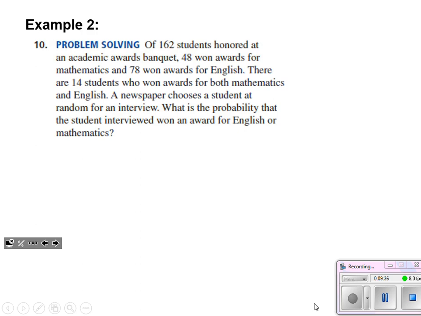So here we've got number 10. Of 162 students honored at an academic awards banquet, 48 won awards for math and 78 won awards for English. There are 14 students who won awards for both math and English. A newspaper chooses a student at random for an interview. What is the probability that the student interviewed won an award for English or mathematics?